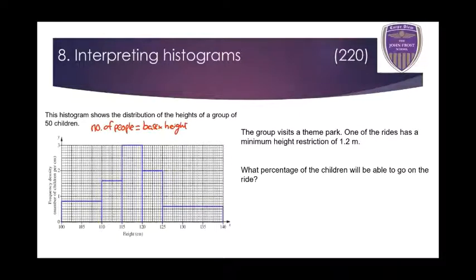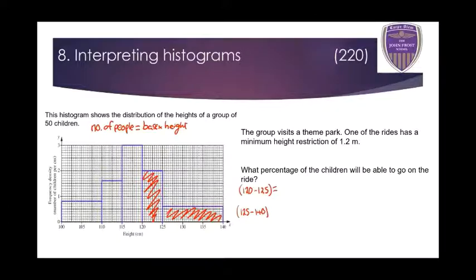What percentage of children will be able to go on the ride? So which of these bars represent a height greater than 1.2 meters? Well, we've got one here and we've got one there. So let's call this the 120 to 125 height range. And then let's call this one the 125 to 140 height range, okay?